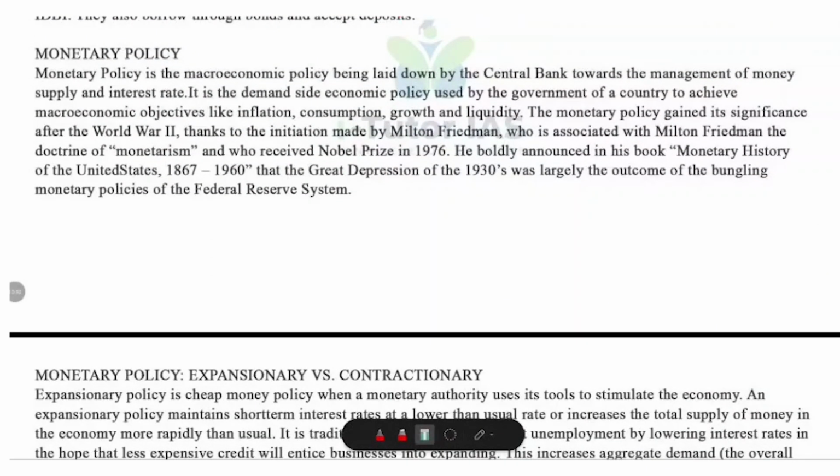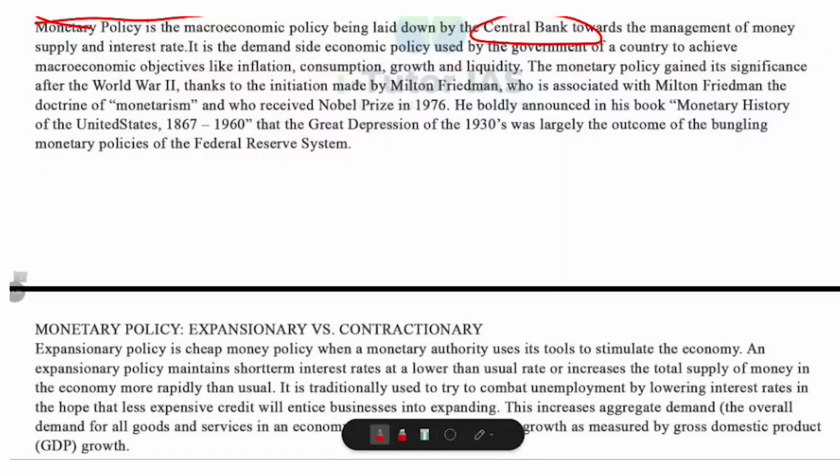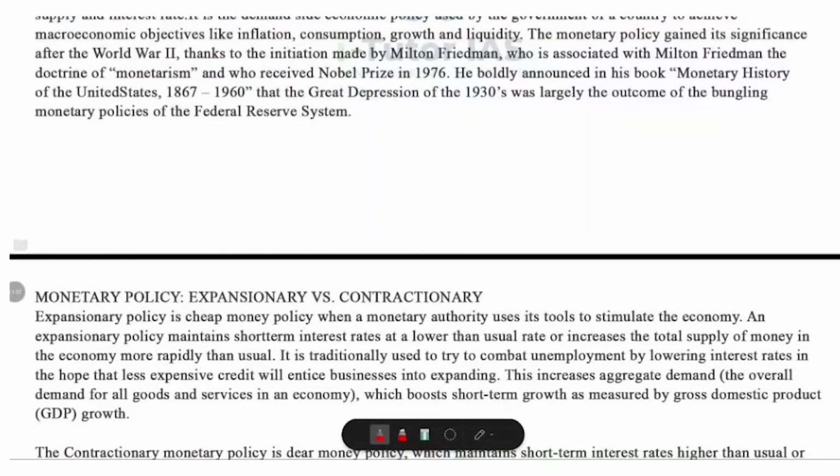Now, let's begin a very important topic, that is monetary policy. Before we go deep into the types and instruments, let's first understand what monetary policy actually means and why it is important. So, when we say monetary policy, it simply refers to the policy made by the central bank, in India's case, the Reserve Bank of India or RBI, to control and manage the supply of money and the rate of interest in the economy. So it is basically a macroeconomic tool used to influence the overall demand in the economy. That's why it is called demand side economic policy.